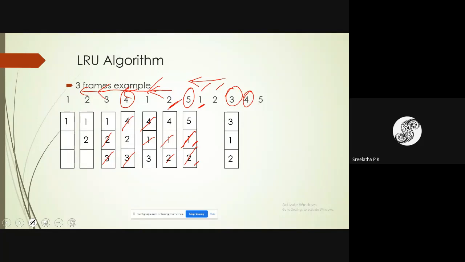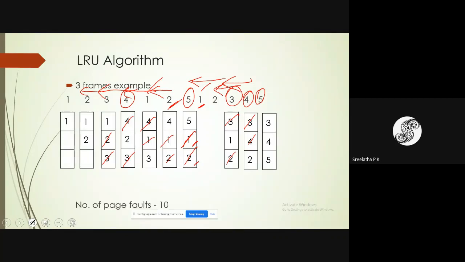Again, page 4 is a page fault. Select a victim page. Check which pages were used recently. So 2 and 3 were used recently. Replace 1 by 4. Page 5, again it's a page fault. So recently used are 4 and 3. So retain them, and then page 5 is stored instead of page 2. So here the number of page faults is 10.